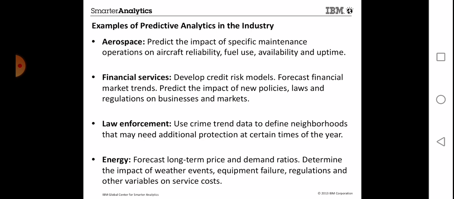Next, law enforcement. So it uses crime trend data to define neighborhoods that may need additional protection at certain times of the year. And energy. They use predictive analytics to forecast long-term price and demand ratios, determine the impact of weather events, equipment failure, regulations, and other variables on service costs.